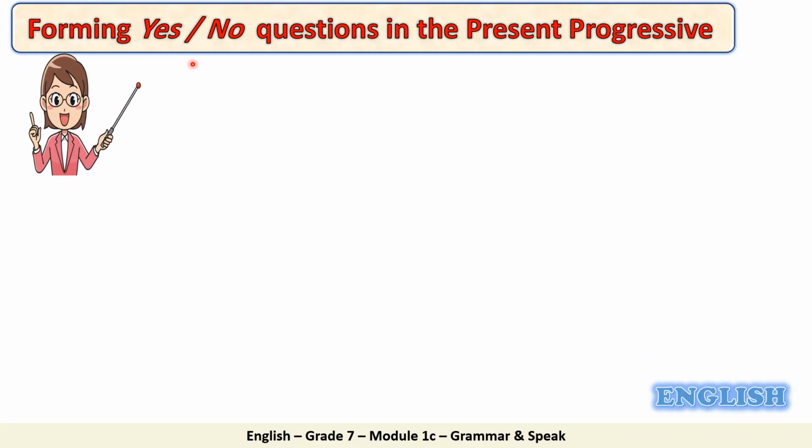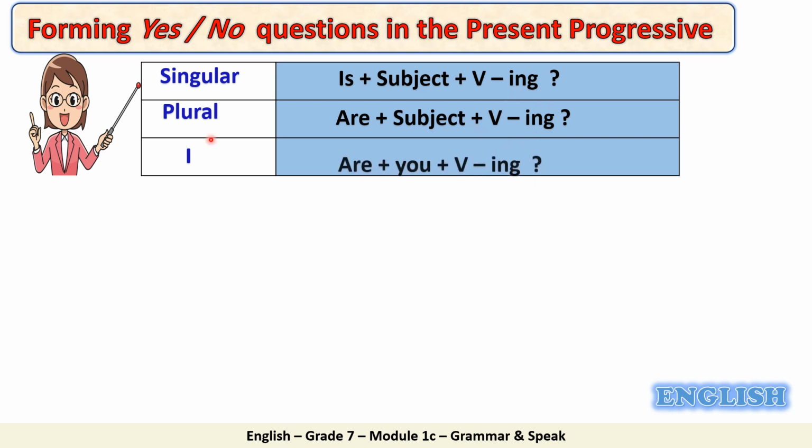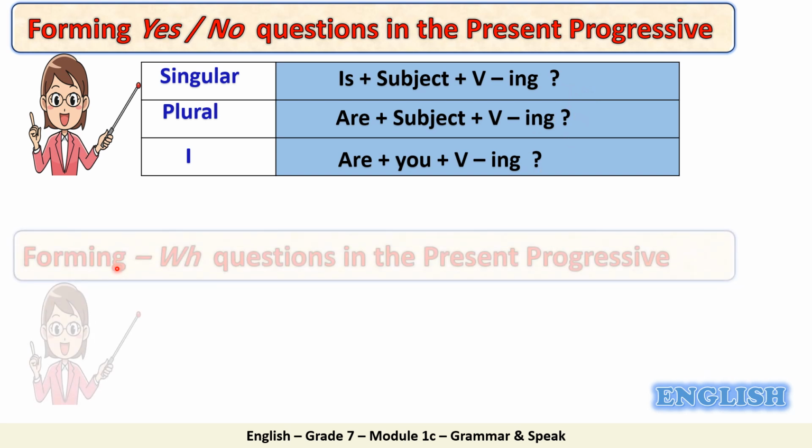Now forming yes-no questions in the present progressive. For singular, we use is followed by the subject, and the subject is followed by the ing form of the verb. For plural, we use are followed by the subject, and the subject is followed by the ing form of the verb. For I, we use are followed by you, and again, you is followed by the ing form of the verb. Don't forget to write the question mark at the end of each question.